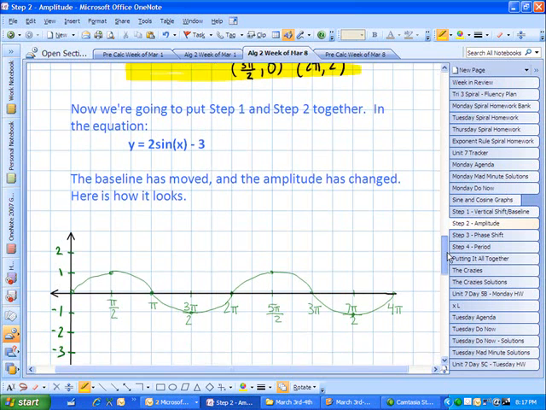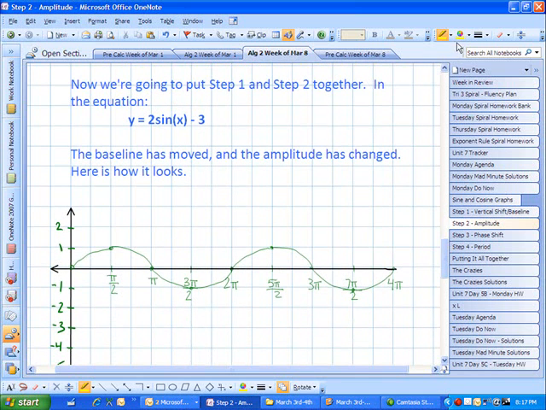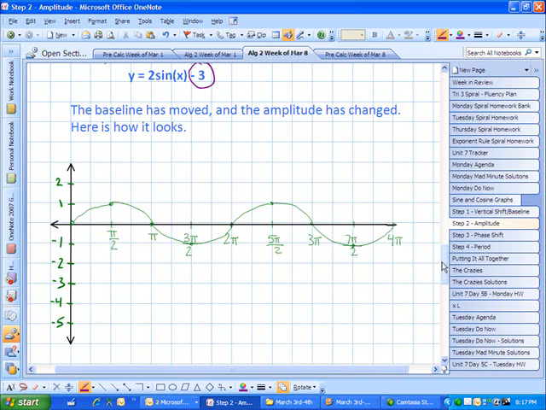Now, one last thing we're going to try with this one is we're going to see how it looks when there is both a vertical shift, meaning our baseline moves, and then amplitude change. So, can you tell that there has been a vertical shift? That our baseline is going to move? That -3 right there tells us so. So our baseline is no longer the x-axis. Our baseline is down here. That's our baseline.